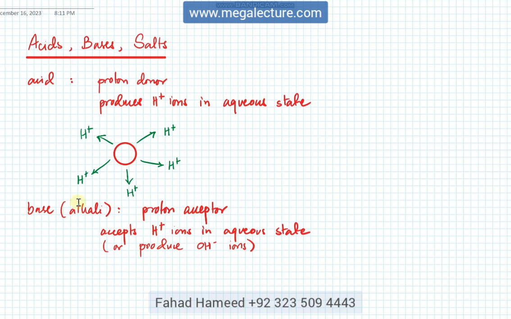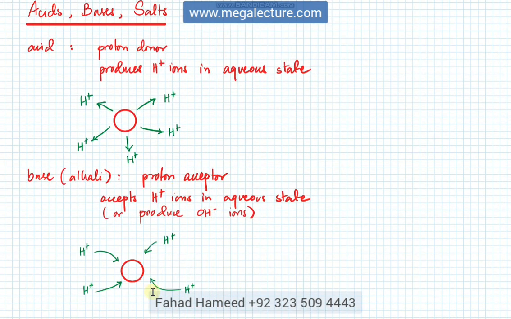The next one, what's a base? A base is a proton acceptor. A proton, remember, is an H+ ion, known as a proton because its electronic configuration only has one proton. So what's a base? It is accepting H+ ions when it's in aqueous state. There's another definition of a base, that it produces OH- ions. So simple definition: if they ask you, an acid is a proton donor, a base is a proton acceptor.